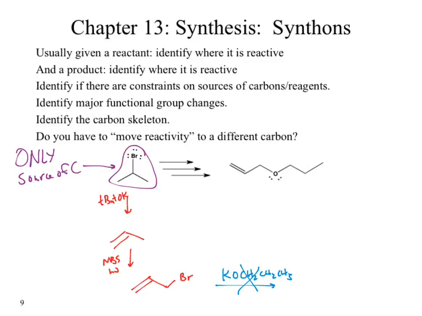So this question now becomes a problem within a problem. You have to make that now. It's a second synthesis question. How do we go from our propyl bromide to our active nucleophile?